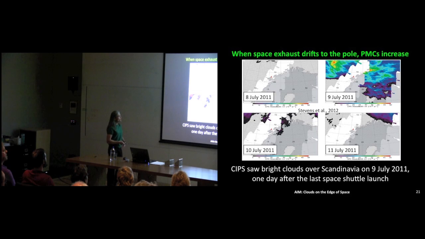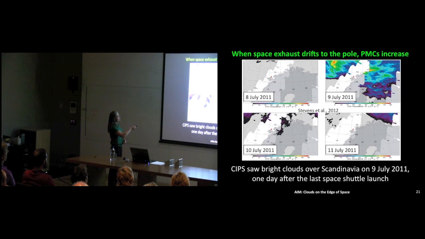Okay, so here's one of the new findings that we had, is that, well, when space exhaust from, say, a space shuttle is emitted, it'll actually cause PMCs to increase. We actually had an idea of this, but we were able to see it better than we had ever seen before with the CIPS images in conjunction with some other measurements, other satellite measurements. So the very last shuttle mission was launched on 8th of July, 2011. This was STS-135.